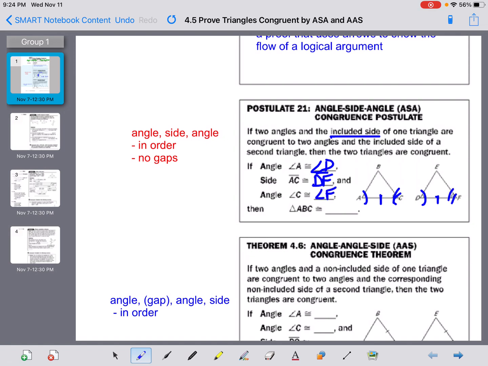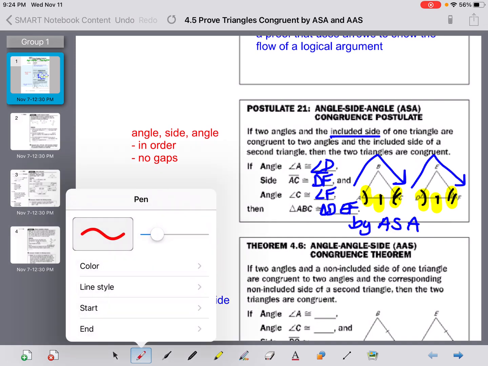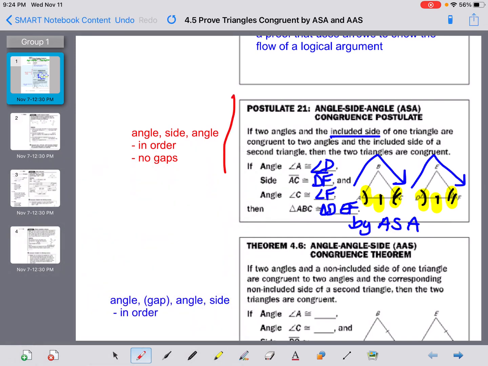That means that triangle ABC, notice the way we order we go, so I have to go the same way, is congruent to DEF. And the reason is by angle, side, angle. Okay? Notice it goes angle, then the side, then the angle, no gaps. Angle, side, angle. Okay? Right away, I'm going to go right into the second method so we can see, hopefully, the difference here.